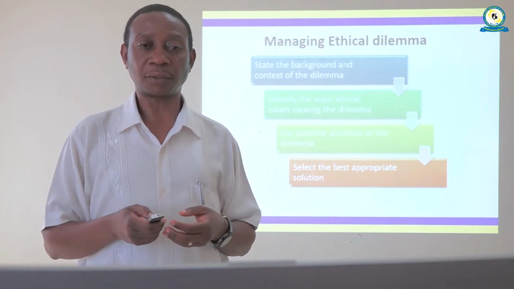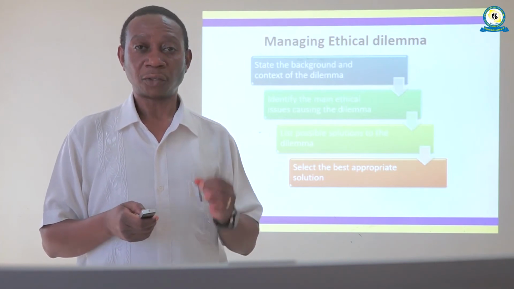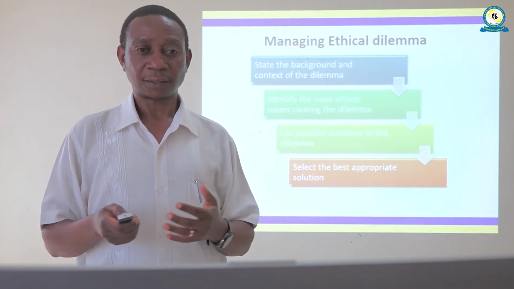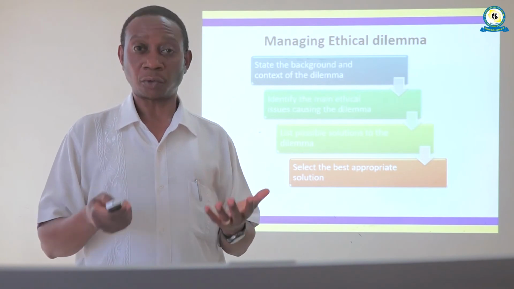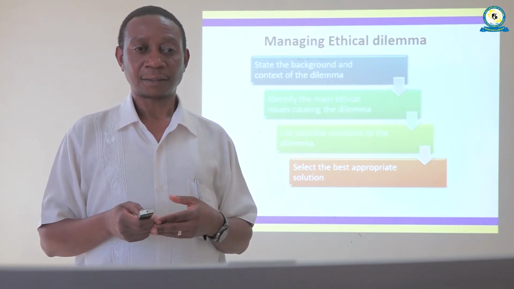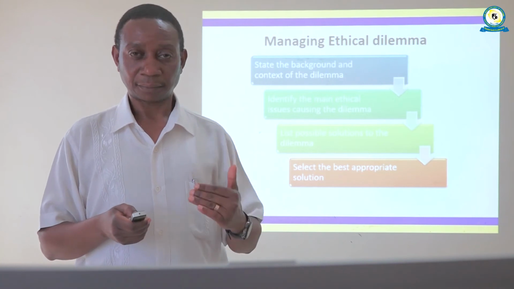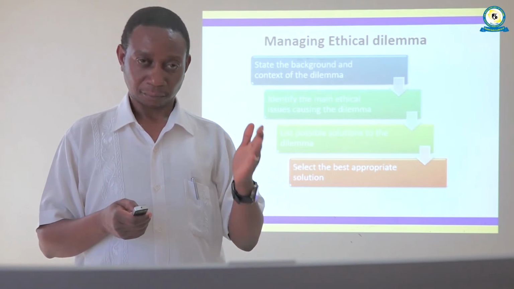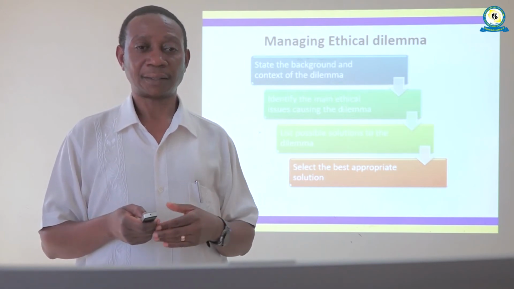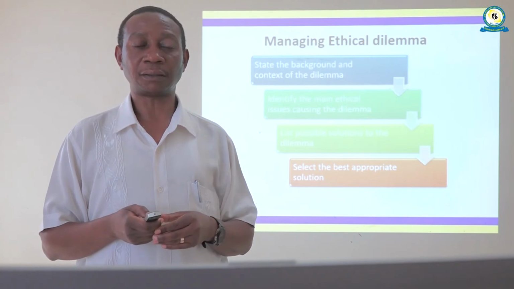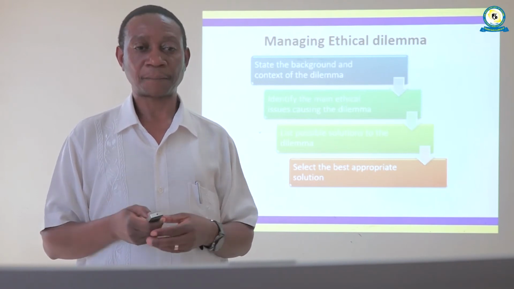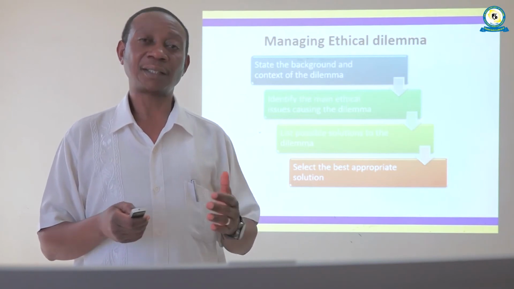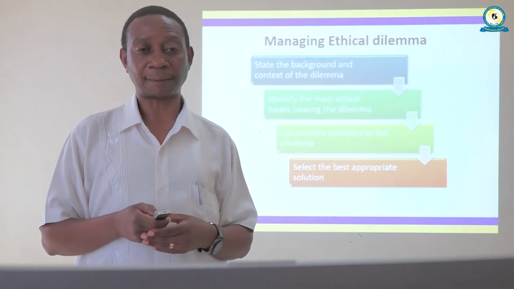You list possible solutions to the dilemma. You need to list them, the solutions that will be reached. Make them all that you find, all that you identify, and then at the end of the day, you choose the one that you see is the most fitting to solve the dilemma. So you select the appropriate solution, and then you use that solution to solve the dilemma.